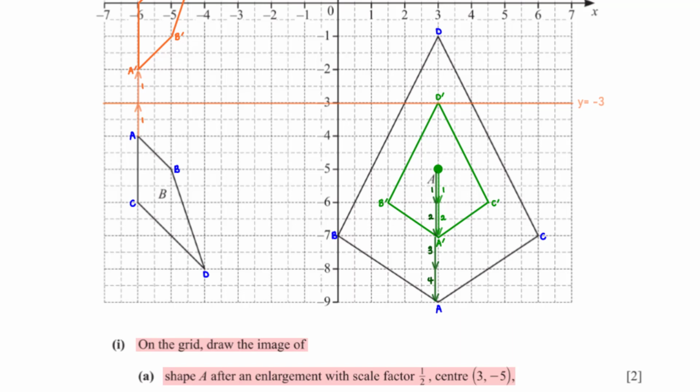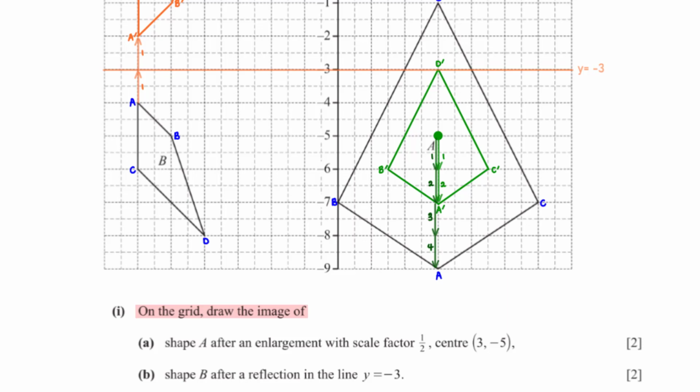To move from the center of enlargement to point A, we move 4 units downwards. To pin the new position of point A, since the scale factor is positive half, we need to move half the distance we moved initially and in the same direction. This means we move 2 units downwards. After repeating the same process for all the vertices on shape A, we are now able to map out the enlarged image of shape A.